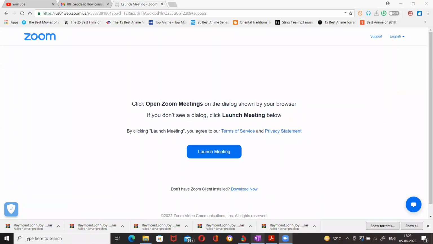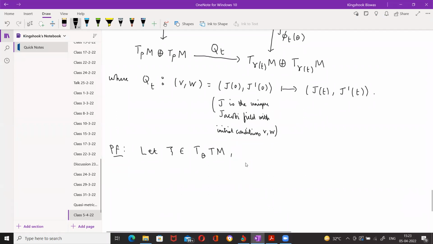Okay, so let's fix xi in T_theta TM, and let's choose a curve z_s. So s maps to little z_s equal to alpha_s capital Z_s in TM, such that z'(0)... so z(0) is equal to theta, and z'(0) is equal to xi.